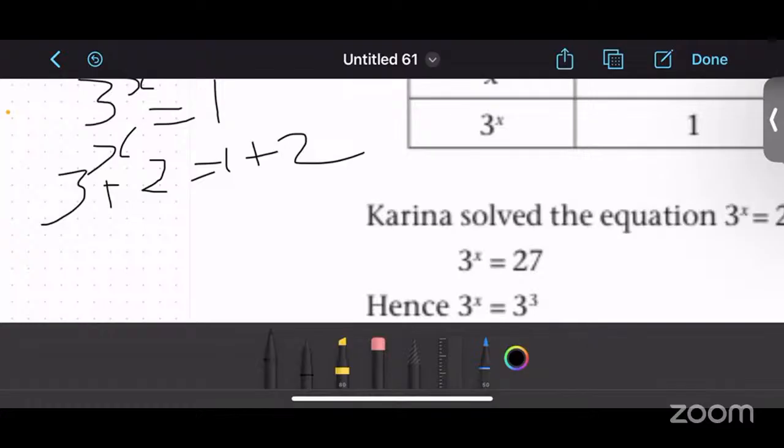How are we going to simplify? So 5 equals... but these are not like terms, right? Yes. So what does that mean? We cannot simplify. We cannot add them.